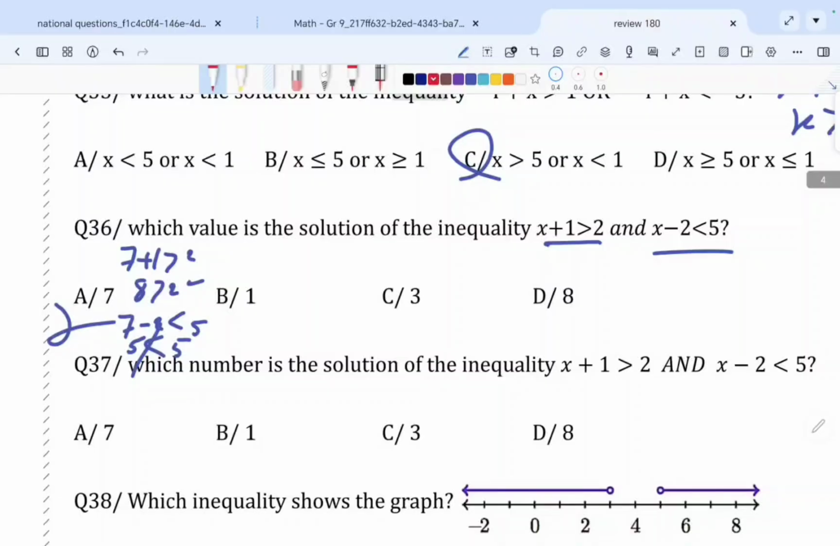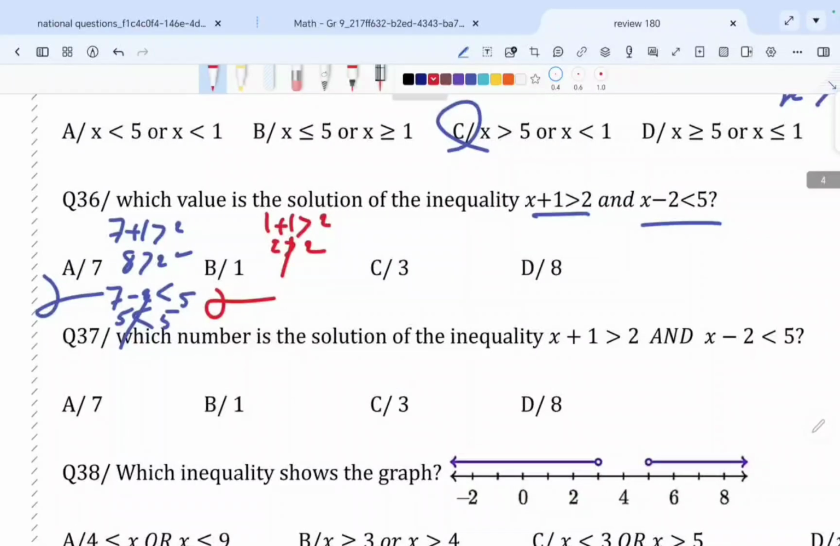Let's check 1. 1 plus 1 is greater than 2. Yeah, it will be 2. 2 is greater than 2? No. They are the same. And there is no equal sign with the inequality. Pay attention. That's why 2 is not greater than 2. It's the same. Even B is not correct.